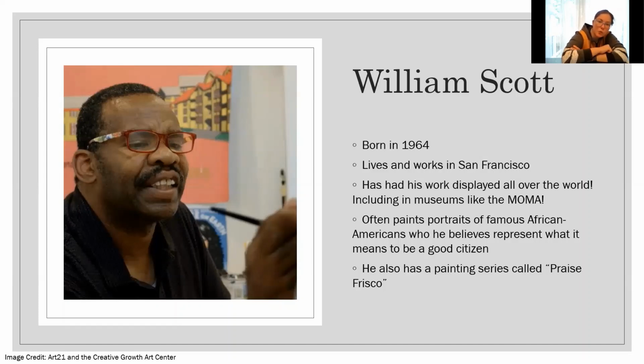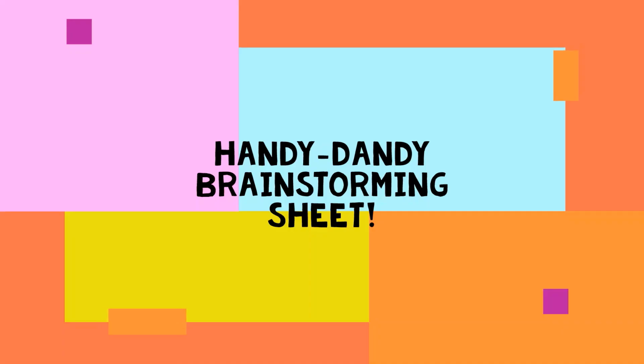And the portraits that William chooses to do are often of African American celebrities who he thinks embodies or best represents what good citizenship means. He also has an entire series. A series means artwork that's all related to each other or about the same thing, called Praise Frisco, which we're actually going to take a little bit of a peek at later on.